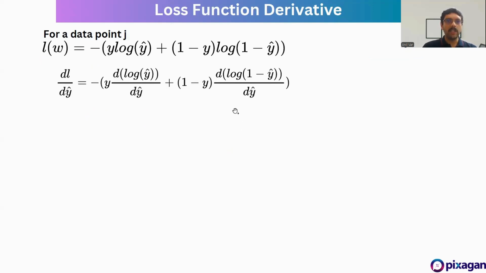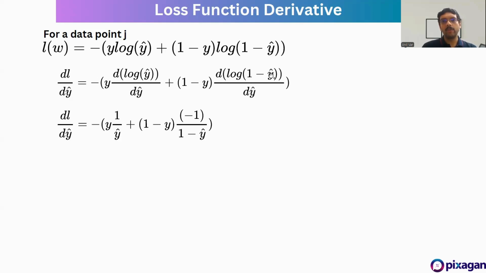Let's now get the derivative because we need to train this. The derivative of the loss with respect to the prediction y hat, which is what we care about, is d by dy hat of this. Now y is not dependent on y hat, so it can come out of the derivative. You're left with d by dy hat of log y hat plus 1 minus y times d by dy hat of log 1 minus y hat. What's the derivative of log y hat? It's 1 by y hat. And what's the derivative here?